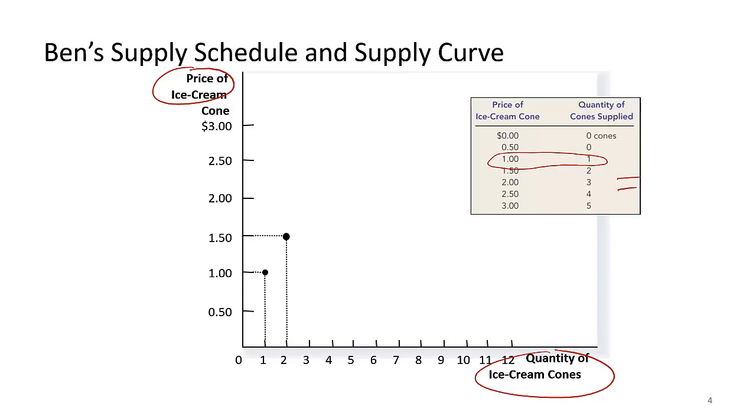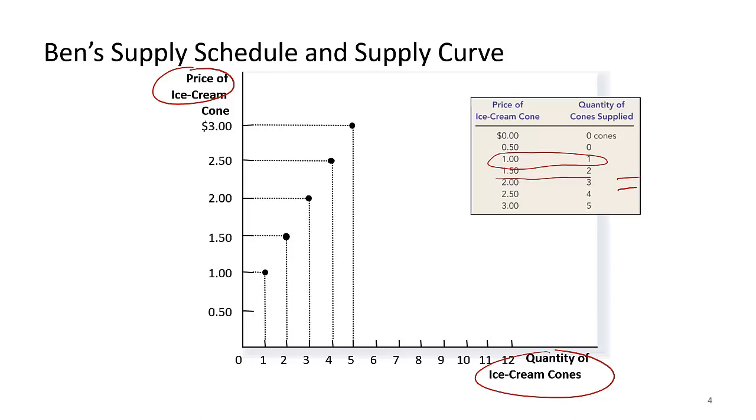At $1.50, they're willing to sell two cones. So that captures this part. Then if you keep on doing it, at $2, they're willing to sell three cones. At $2.50, they will be willing to sell four cones. At $3, they're willing to sell five cones. And if we join all these points, that's your supply curve.